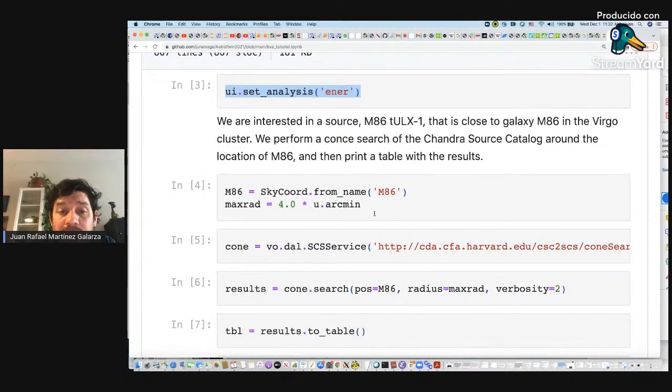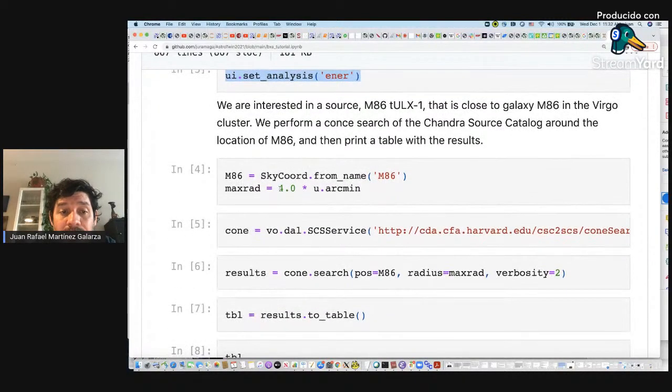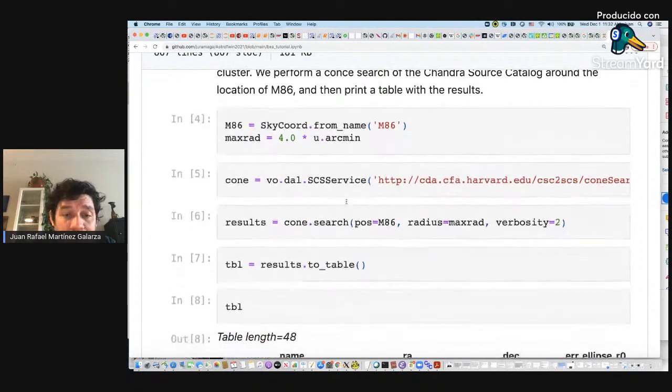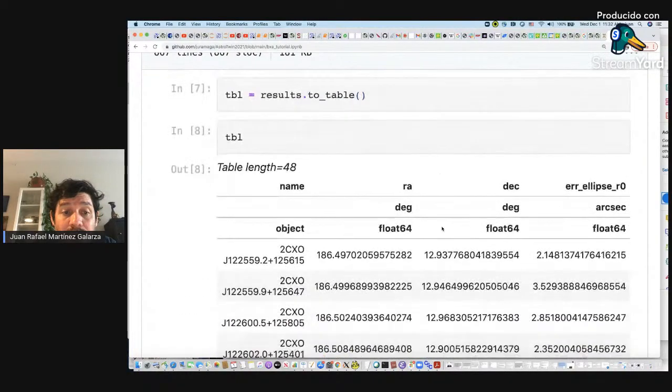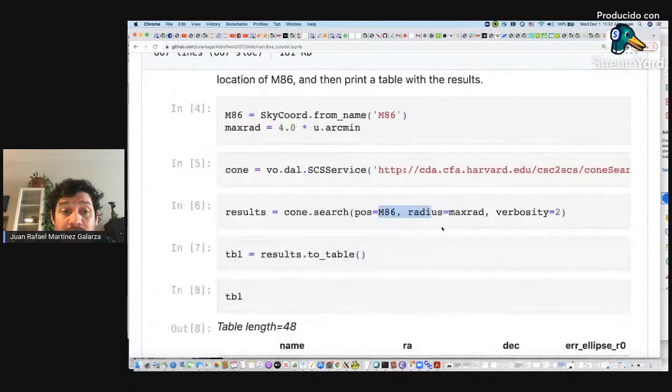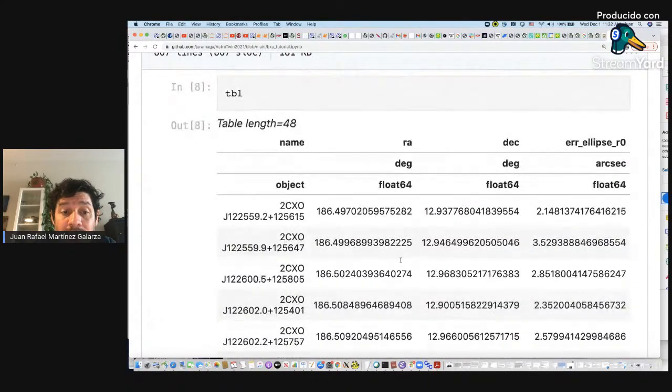And I know that my object lives close to M86. So I'm going to do a search of a few arc minutes around M86. The same as I did before, I'm going to do a cone search with this position and this radius. I am going to print my table here. My table actually has, in this radius, 48 objects.